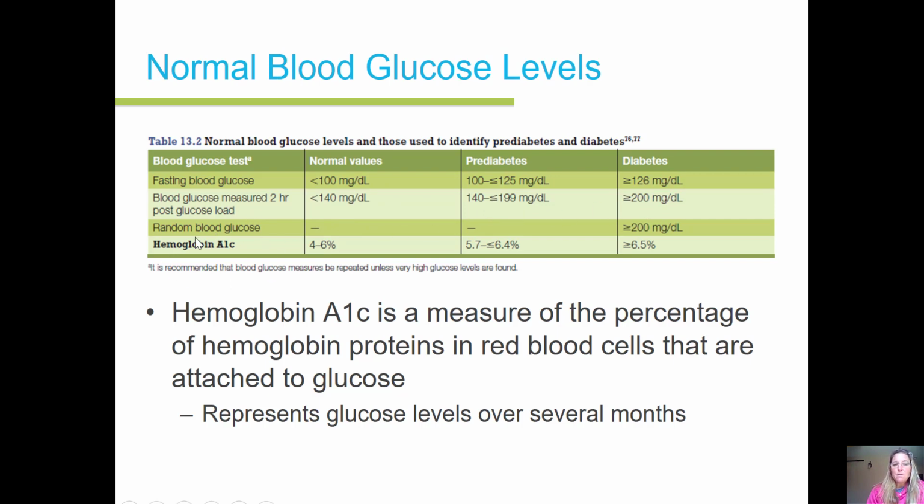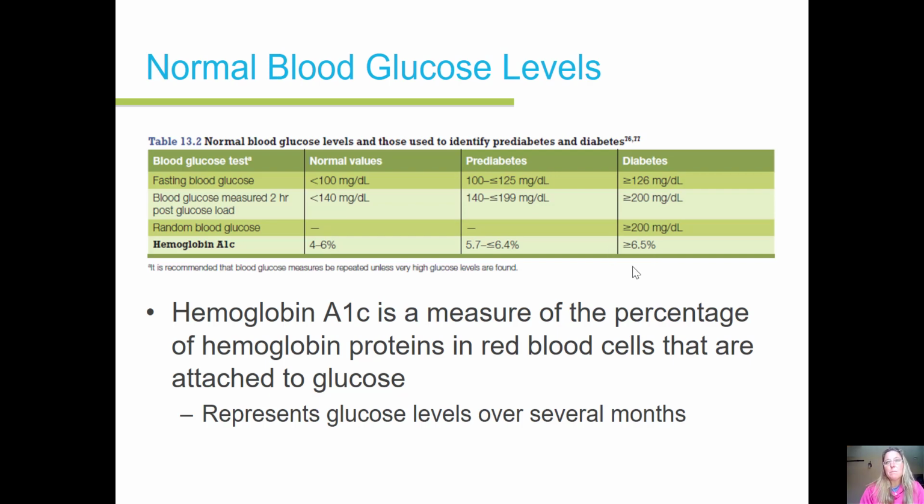And then the other big one for diabetics is checking their hemoglobin A1C. That is the measure of the percentage of hemoglobin proteins in our red blood cells that are attached to glucose. So it represents our blood sugar levels over a several month period. A healthy A1C is anywhere between 4 and 6%. Prediabetes you can see here, and then diabetes would be anything greater than 6.5%.